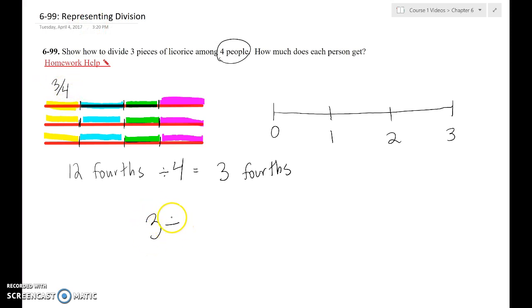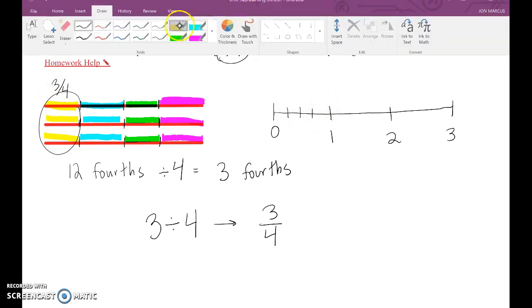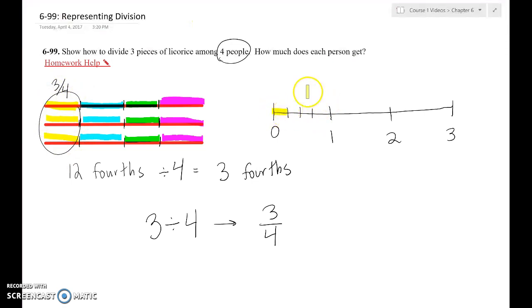Another kind of way to see this is that what is this problem? It's 3 pieces of licorice being divided by 4 people. And there's a way I can represent division. It's as a fraction. This is the same thing as 3 fourths. Doing that here, if I take 1 piece and I divide this into fourths, again, I'll just pretend like I'm this yellow guy. So I can get 1 piece from the first piece of licorice.